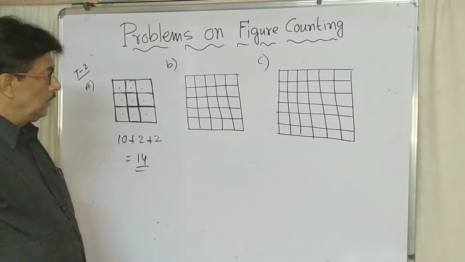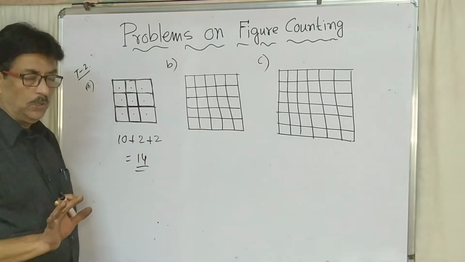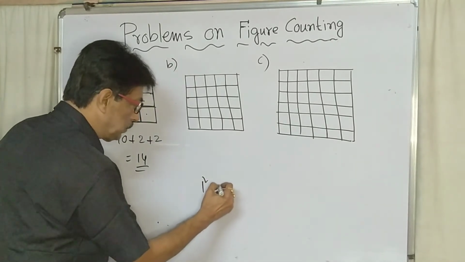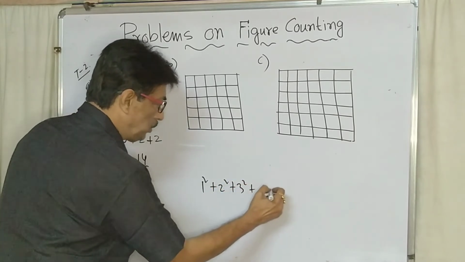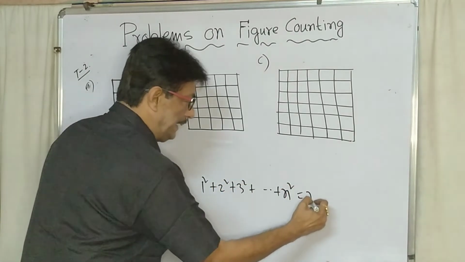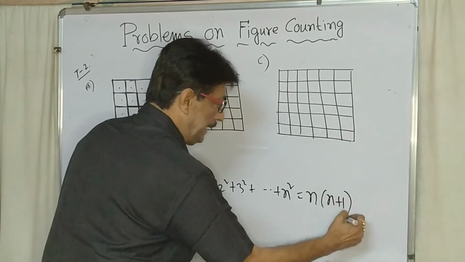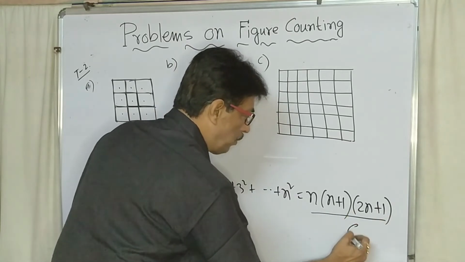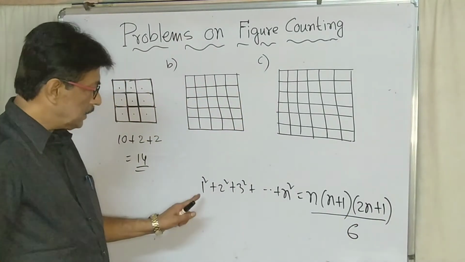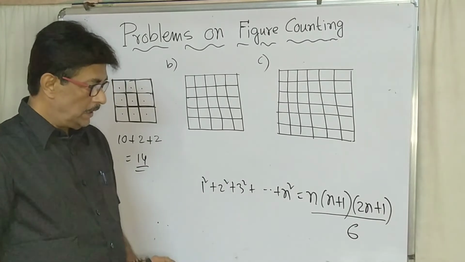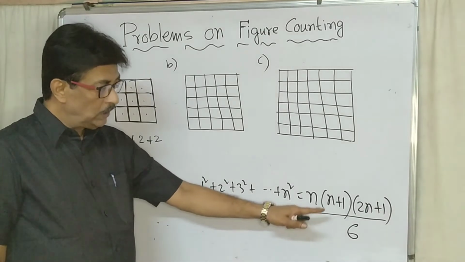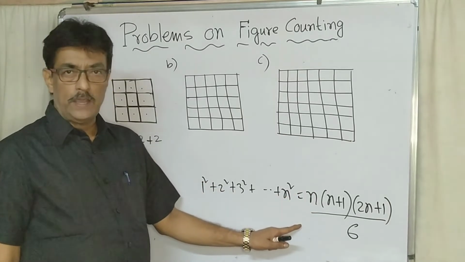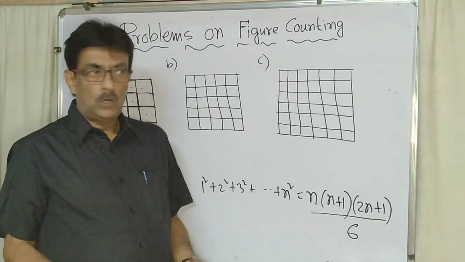From our childhood, we know one formula: 1 square plus 2 square plus 3 square and so on up to n square. The formula is n into n plus 1 into 2n plus 1 by 6. This is a very important formula in your AP and GP, the sum of the squares of n natural numbers. But this formula can also be used to find the number of squares in a chessboard problem, or any square figure.